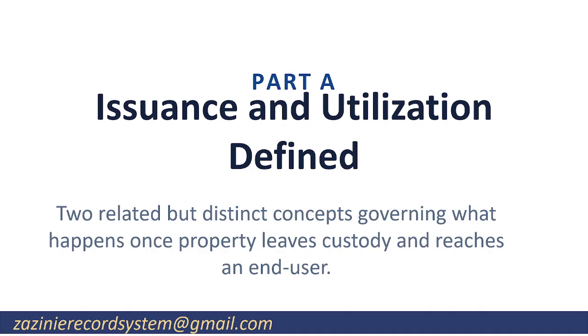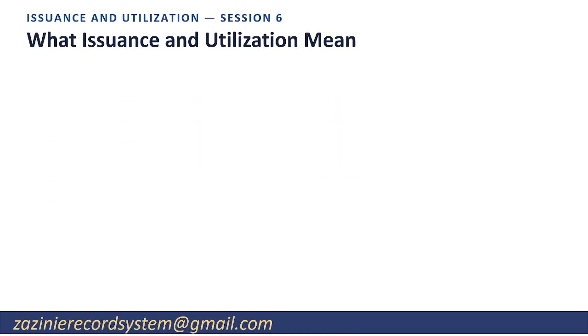2 related but distinct concepts governing what happens once property leaves custody and reaches an end user. This opening part defines the 2 core terms of the session and shows how they relate. Issuance is a single event, while utilization is the much broader ongoing goal that issuance serves. Next slide. What issuance and utilization mean?